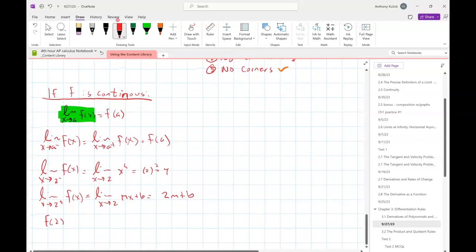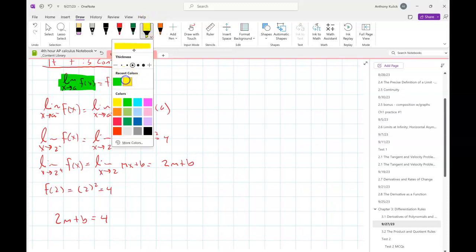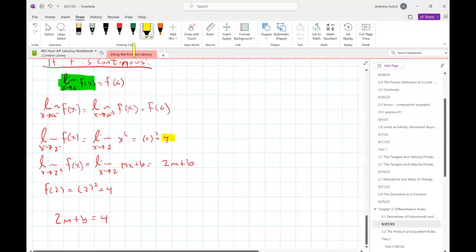And then f of 2 is just going to be 2 squared, which is 4. So I know that 2m plus b has to equal 4, because these three things have to be equal.